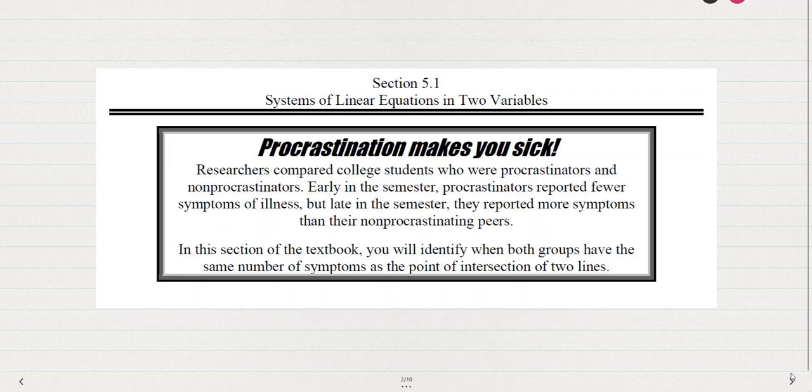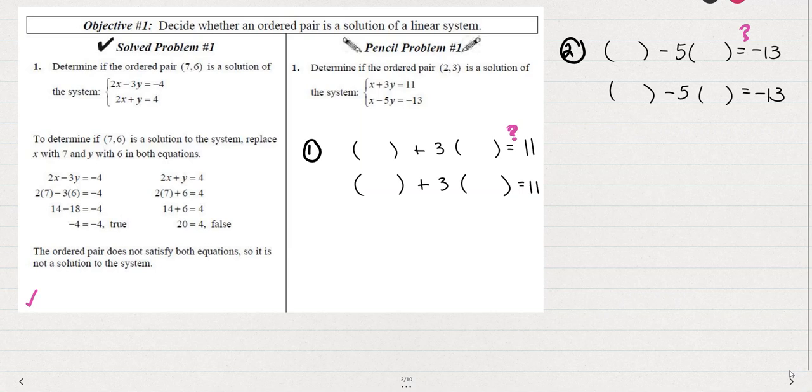Researchers compared college students who were procrastinators and non-procrastinators early in the semester. Procrastinators reported fewer symptoms of illness, but later in the semester they reported more symptoms than their non-procrastinating peers. In this section of the textbook, we'll identify when both groups have the same number of symptoms at the same point, the point of intersection of the two lines. Or in other words, we're going to find out at what point the number of symptoms comes out equal for both groups of students. That's an example of a problem that you could solve using systems of linear equations.